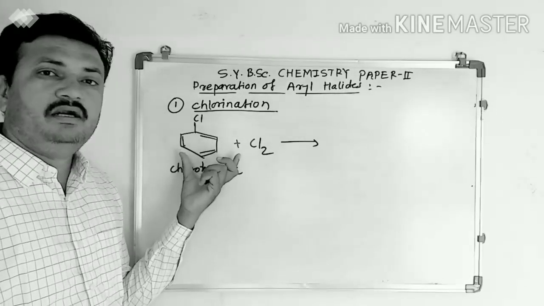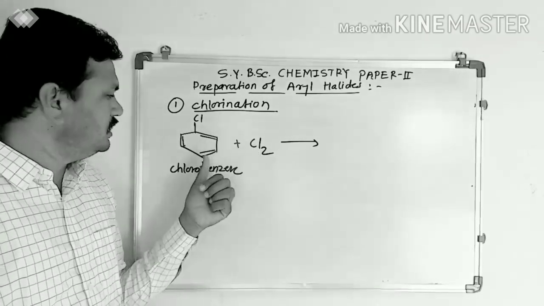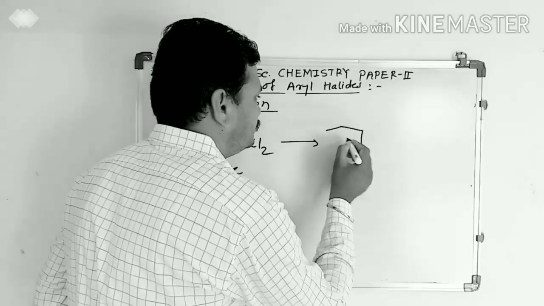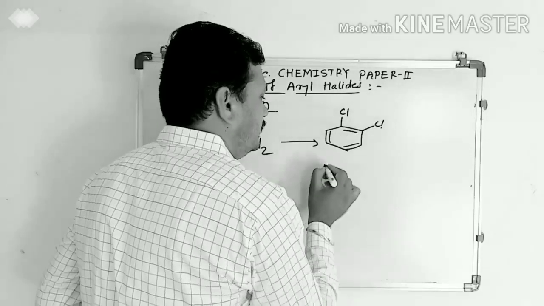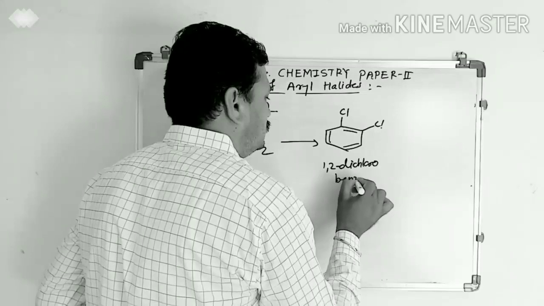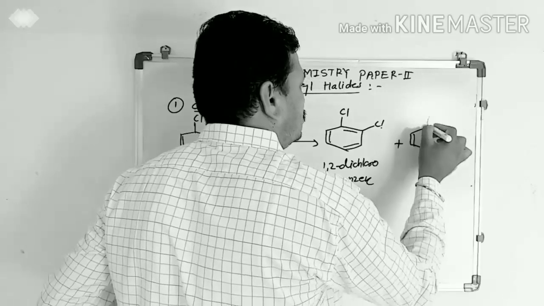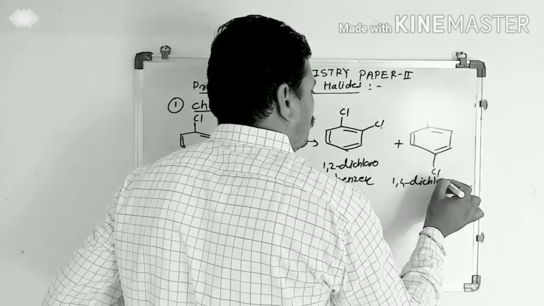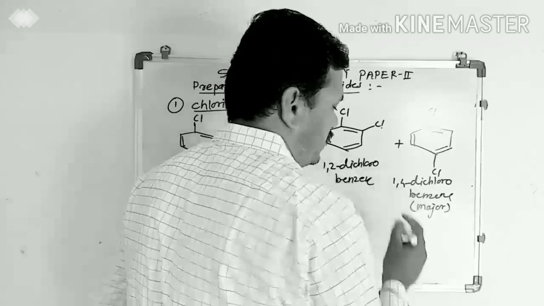Therefore, there are two possibilities of the product. One product with chlorine at ortho position and one product with chlorine at para position. Two types of the products. It is 1,2-dichlorobenzene plus one more product. It is 1,4-dichlorobenzene and it is the major product.